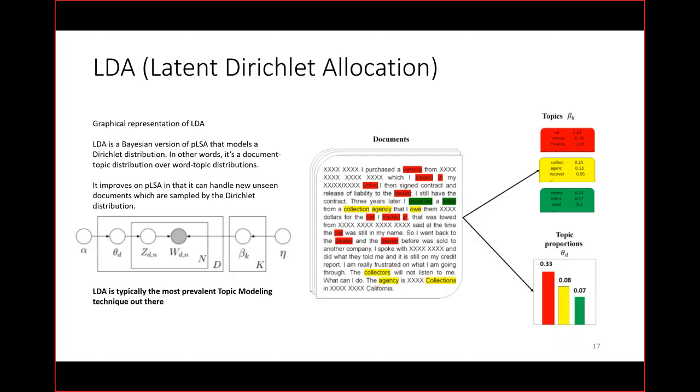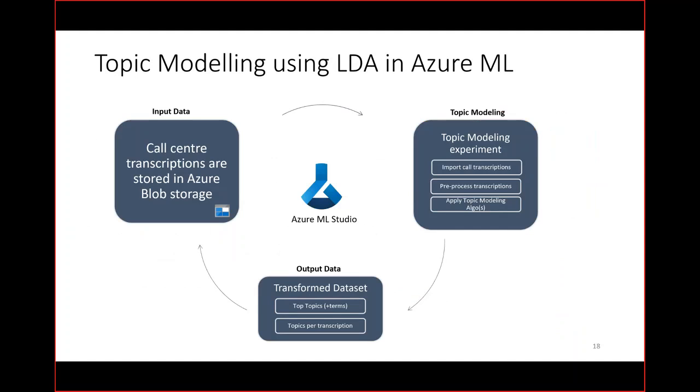And then in this topic proportions graph that you see here, the distribution, you basically have the contribution of that topic for that document, right? So for example, there's 33% contribution of topic red in this document, there's 8% contribution of topic yellow in this document, and 7%, and so on. And usually this number adds up to 1 at the end of it. So this is probably not a great representation of how it would look in the real world, but that's how it does it at the end of it.